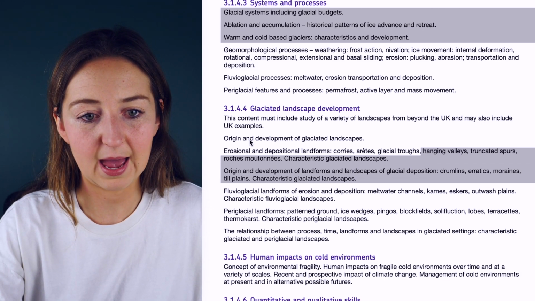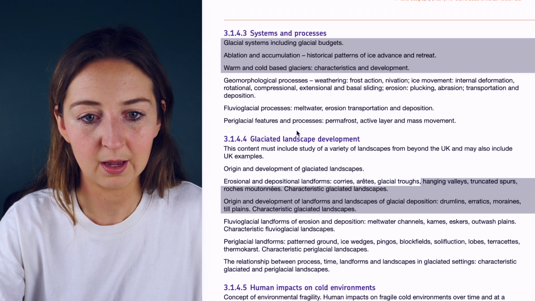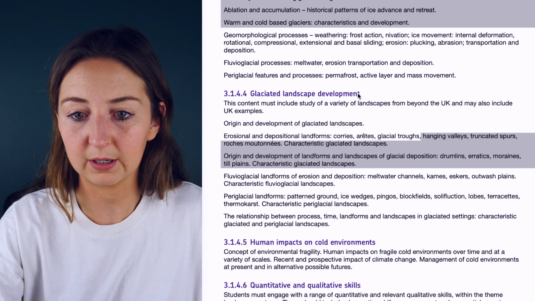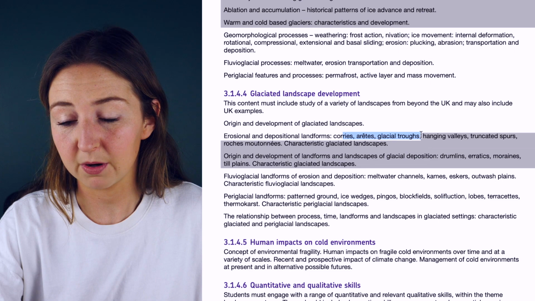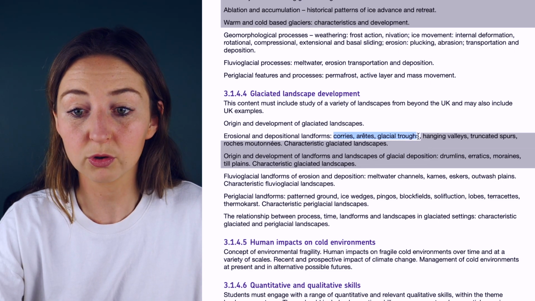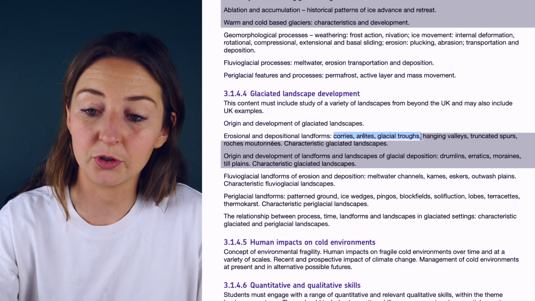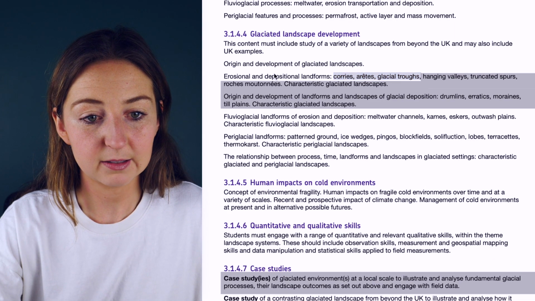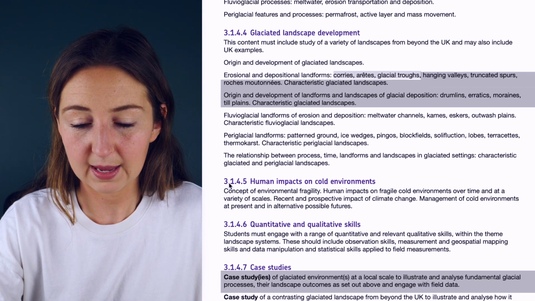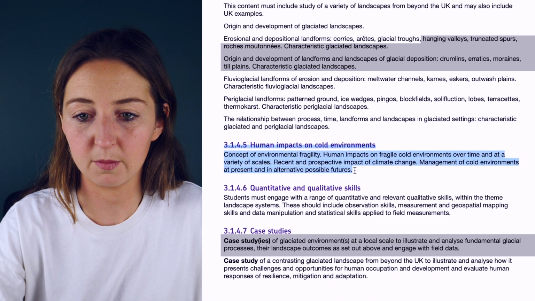And then here they have, for example, a lot included on glacial landscape development. Here some parts aren't included, but for example, corries, arêtes and glacial troughs are included. So maybe make sure you know them in detail as well. And then there is here human impacts on cold environments.